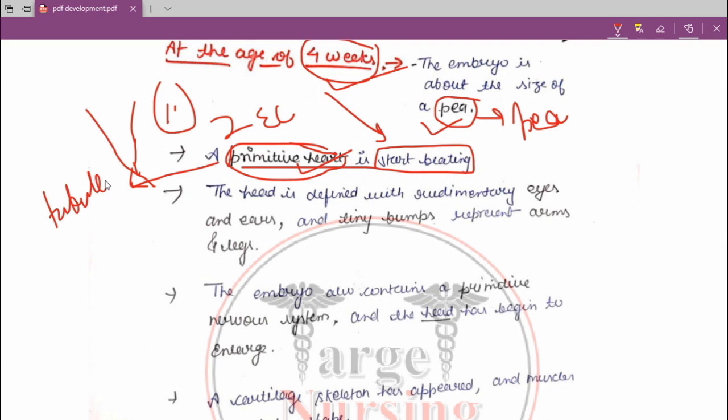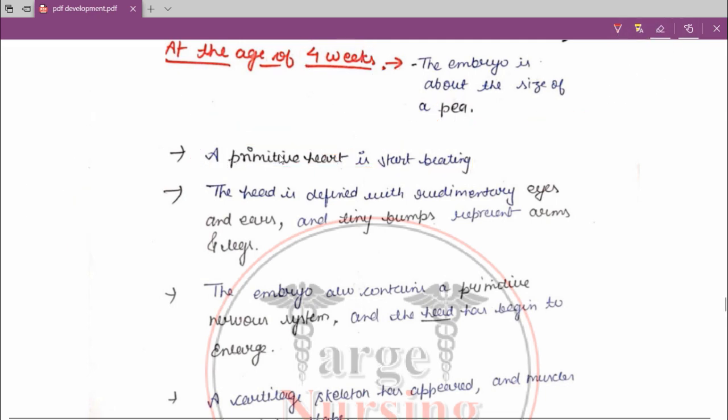Okay, the primitive heart is also known as the tubular heart because two endocardial tubes merge and form a tubular heart, which will start beating at 4 weeks, and that is also known as the primitive heart. The tubular heart is also known as the primitive heart.